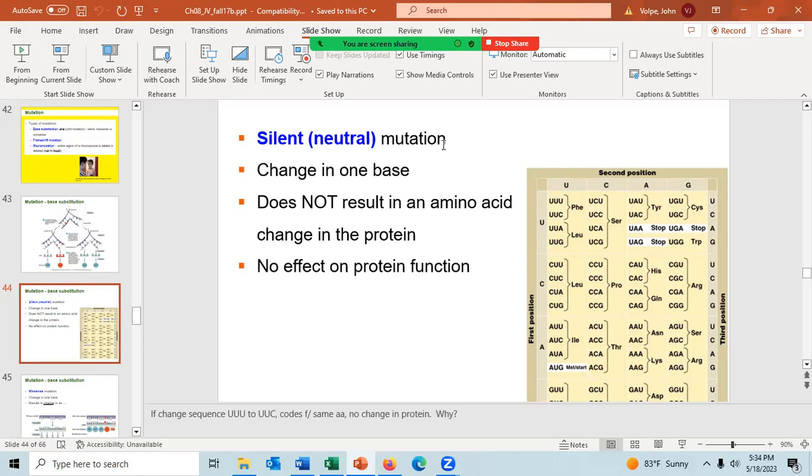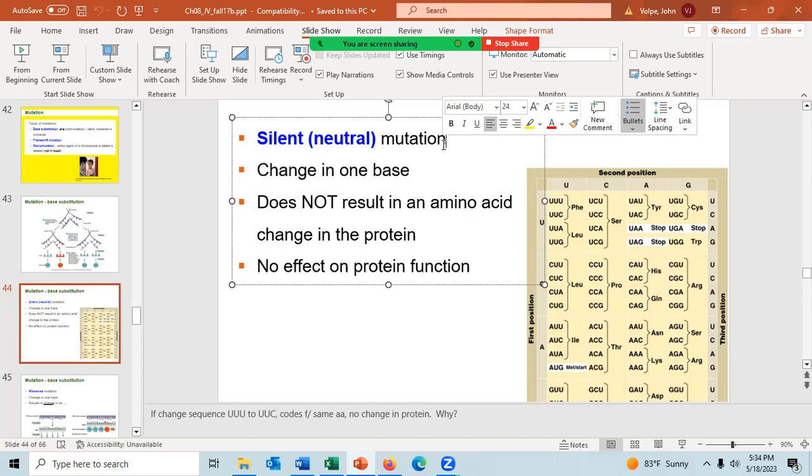This mutation has no effect on the host. And so it would be a neutral mutation. Any question about any of that? Doesn't give the host an advantage, doesn't give a disadvantage.